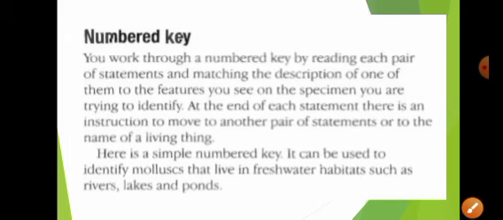Numbered keys. You work through a numbered key by reading each pair of statements and matching the description of one of them to the features you see on the specimen you are trying to identify. At the end of each statement, there is an instruction to move to another pair of statements or to the name of a living thing. Here's a simple numbered key. It can be used to identify molluscs that live in freshwater habitats such as rivers, lakes, and ponds.